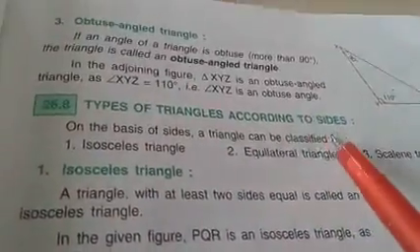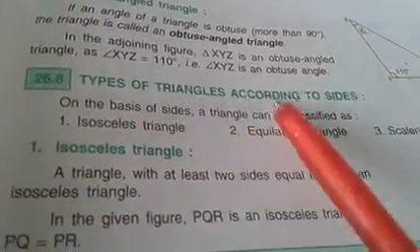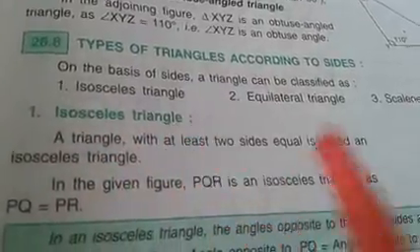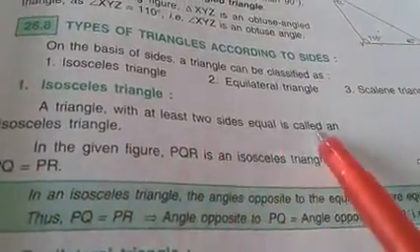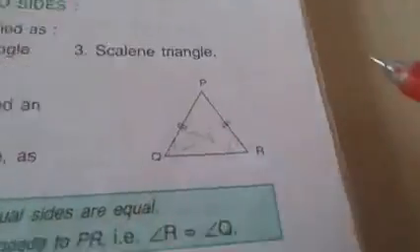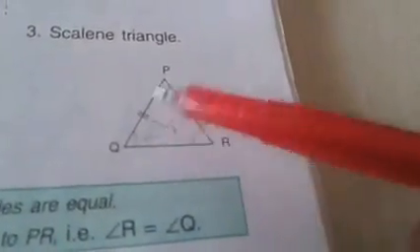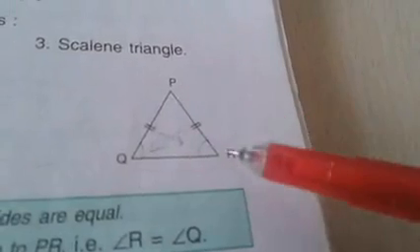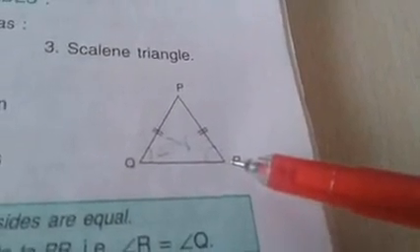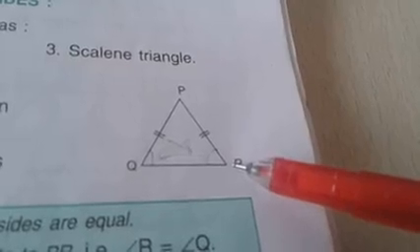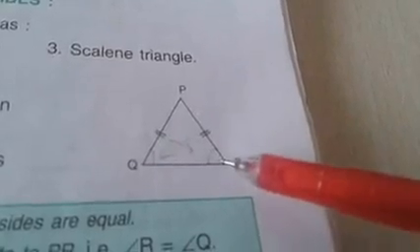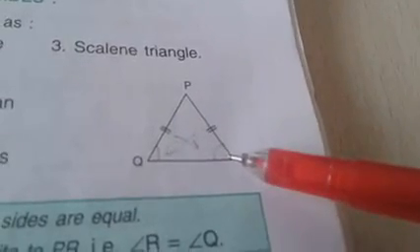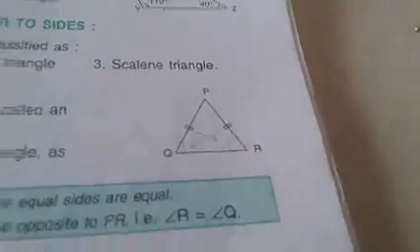Okay, let us see, classify the following triangles according to the sides. So according to the sides, you know, see types of triangles according to sides. Isosceles triangle. So what is isosceles triangle? A triangle with at least two sides equal is called an isosceles triangle. So if you can see this triangle PQR, sides PQ and PR are of same length. So we say that this triangle PQR is an isosceles triangle in which at least two sides are equal in length. Okay.